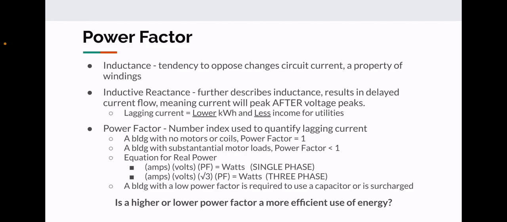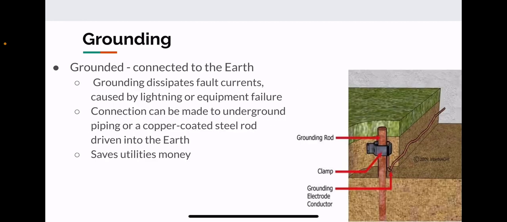And so what does a capacitor do? How does that involve? A capacitor actually makes it more efficient because it gives you high peaks of voltage, which gives you that lower current, which is good. And then the last thing we're going to talk about is grounding.